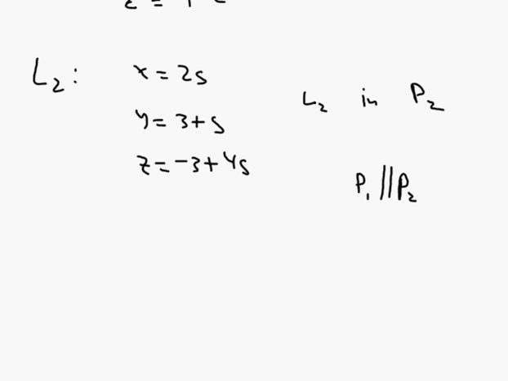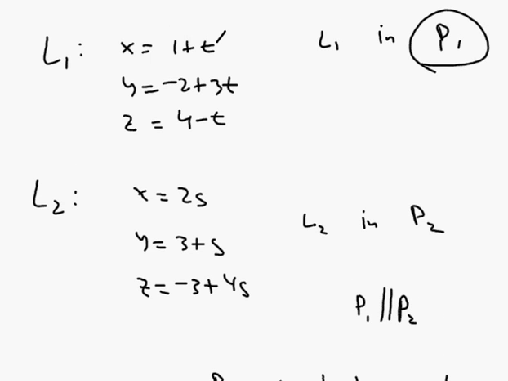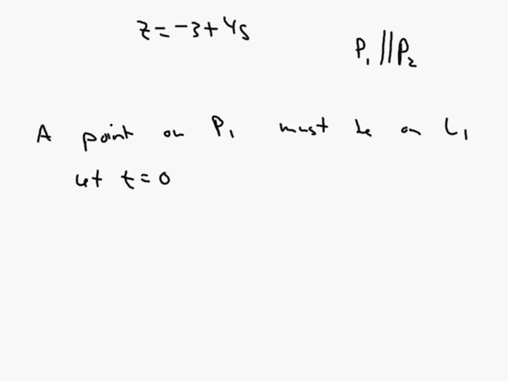So I think it's easier to just get a point. A point on plane 1 must be on line 1 by definition, because we said plane 1 contains line 1, right? So I'm just going to say let t equals 0. Let the scalar for the line equal 0. And if I plug t equals 0 in all these locations, I get back the point (1, negative 2, 4). So that tells us that (1, negative 2, 4) is on plane 1, because it's on line 1.